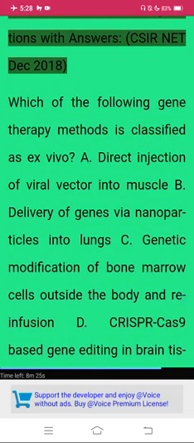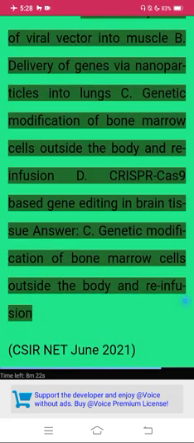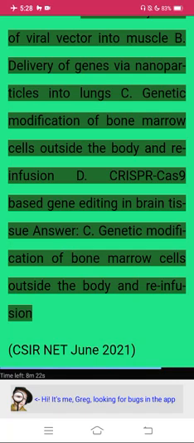Previous year CSIR NET questions with answers. CSIR NET December 2018. Which of the following gene therapy methods is classified as ex vivo? A. Direct injection of viral vector into muscle. B. Delivery of genes via nanoparticles into lungs. C. Genetic modification of bone marrow cells outside the body and reinfusion. D. CRISPR-Cas9 based gene editing in brain tissue. Answer: C. Genetic modification of bone marrow cells outside the body and reinfusion.